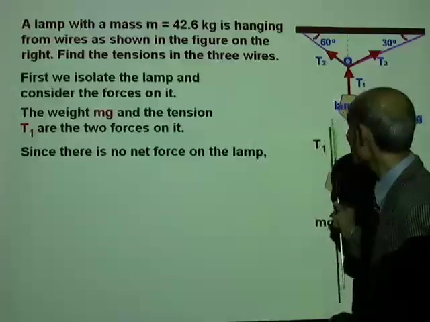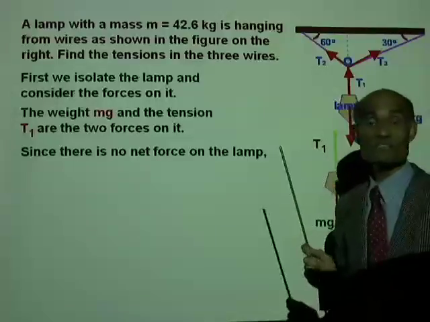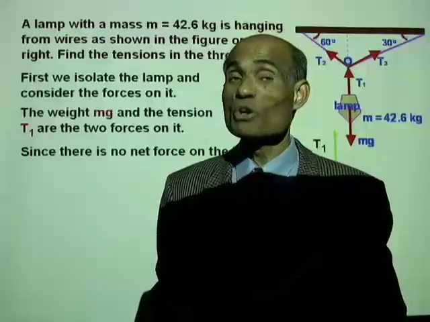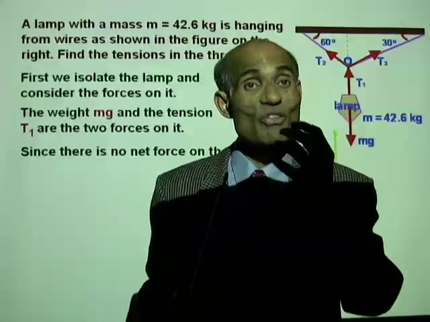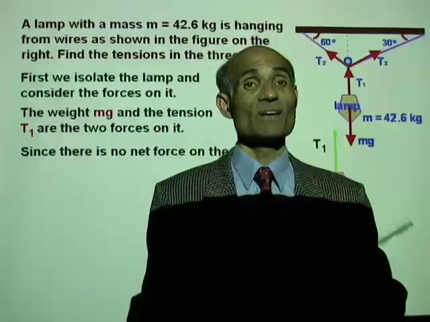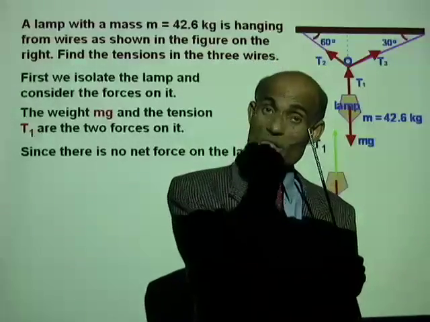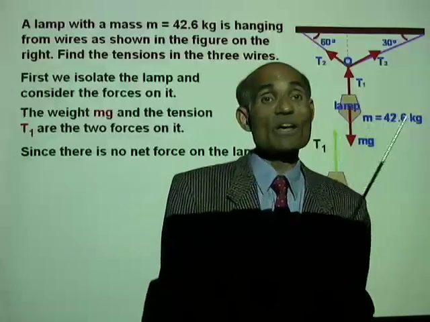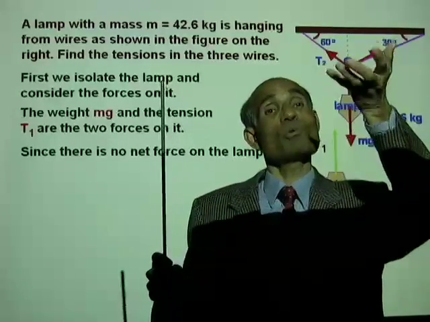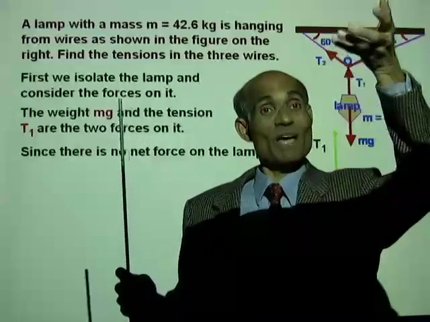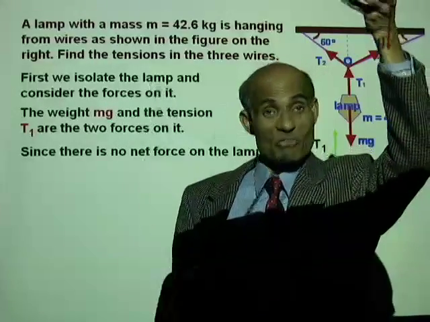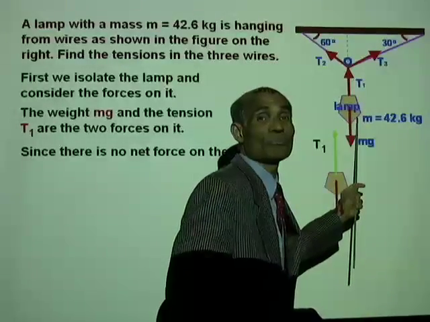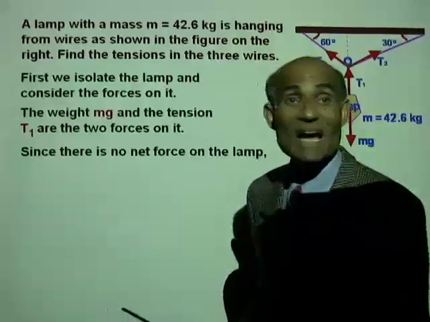Since there is no net force on the lamp, is there a net force on the lamp? How do you know? Well, you know, if there is a net force, there will be an acceleration. If there is a net force downward, well, heaven help us, the whole thing will fall down. If there is a net force upward, well, of course we will go to heaven then. Well, since none of this is happening, there is no net force on the lamp. That means you can now write an equation.